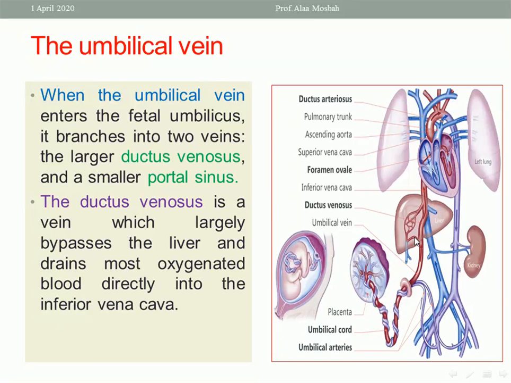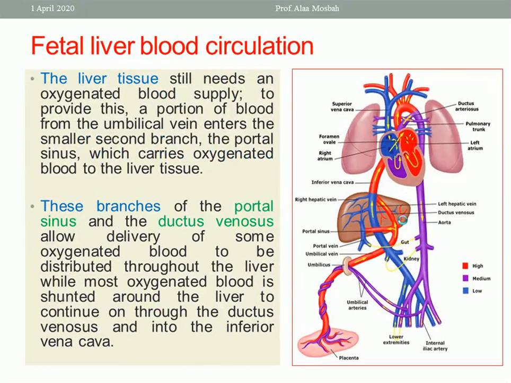While the other branch is called the portal sinus. Both of them, the ductus venosus and the portal sinus, will give branches to the liver to supply it with oxygenated blood and nutrients. What will happen at the liver? The liver tissue still needs an oxygenated blood supply, so this is provided by the branches from the portal sinus and branches from the ductus venosus.